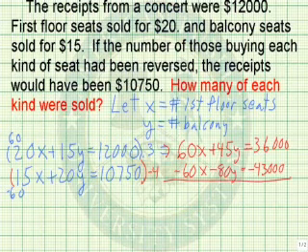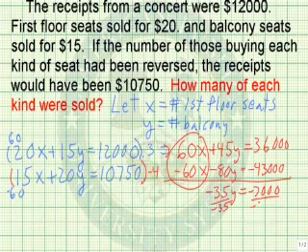So we go to add these together. Notice our x's will disappear nicely. So we get negative 35y equals negative 7,000. Divide both sides by negative 35. Notice we get 200 here. So y equals 200.